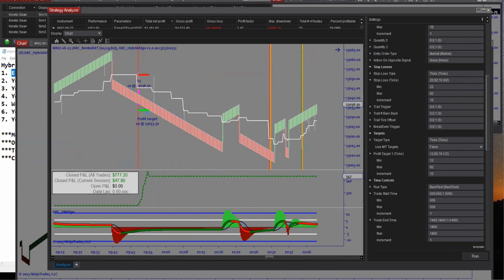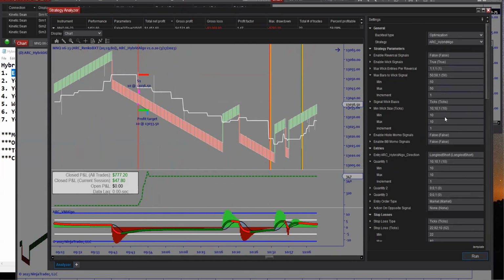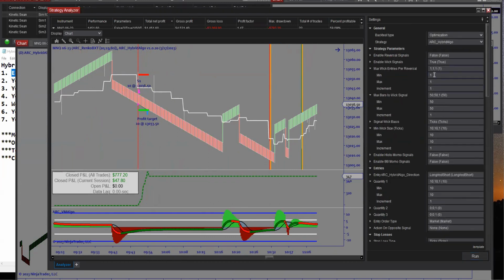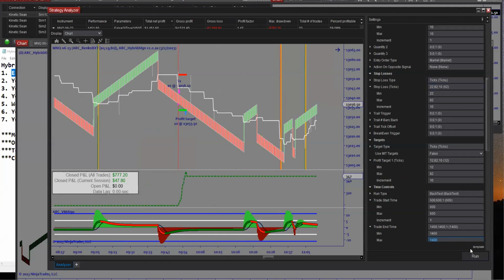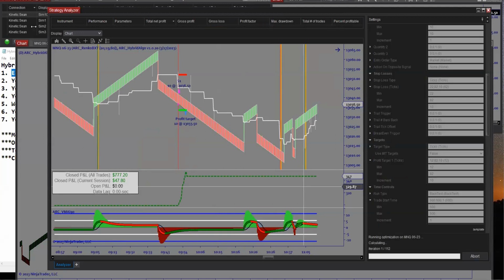Now you could change this to two signals per direction. You could literally change this to, watch what happens when I say I want to take 2 trades off of a big leg. So if I go back here, max wick entries, let's just do minimum 1 to 2. Watch. You might find completely different variables if you want to take the trend trade and the reversal as well. There's an opportunity there to consider that, right? Watch what happens. We'll go back into this and give it a second. It doesn't take a long time to run that, right?